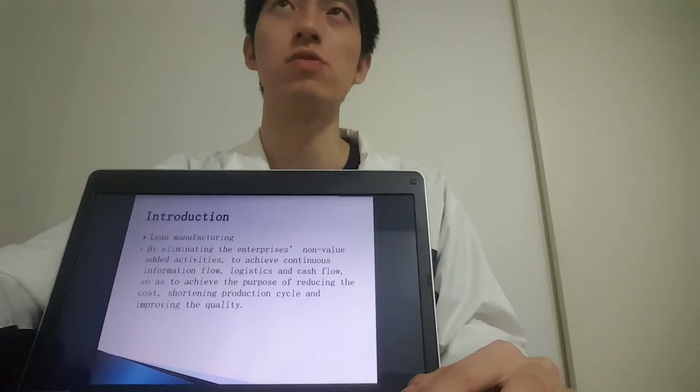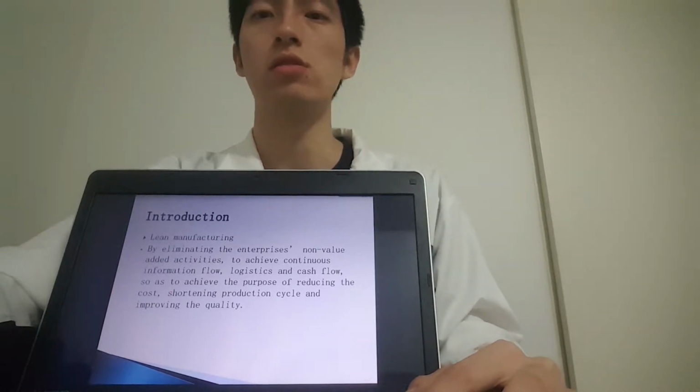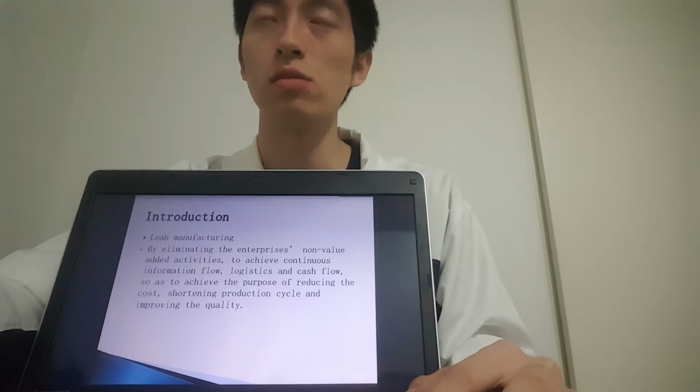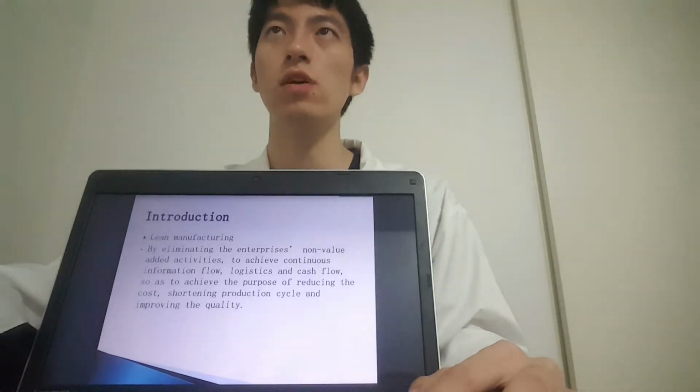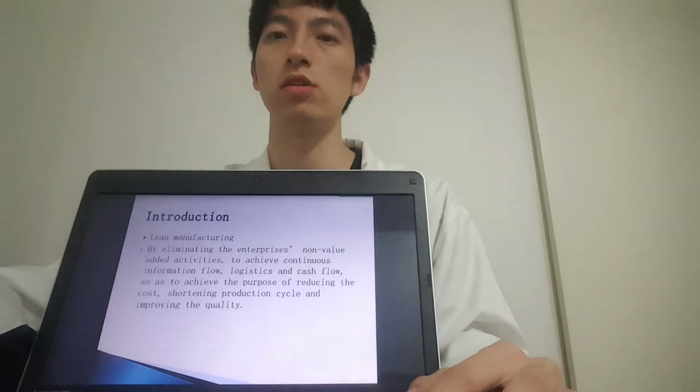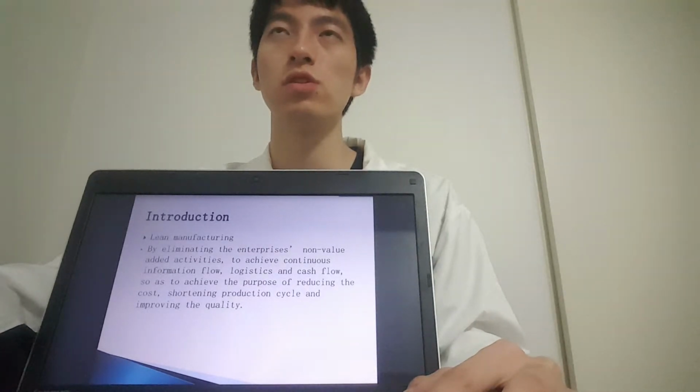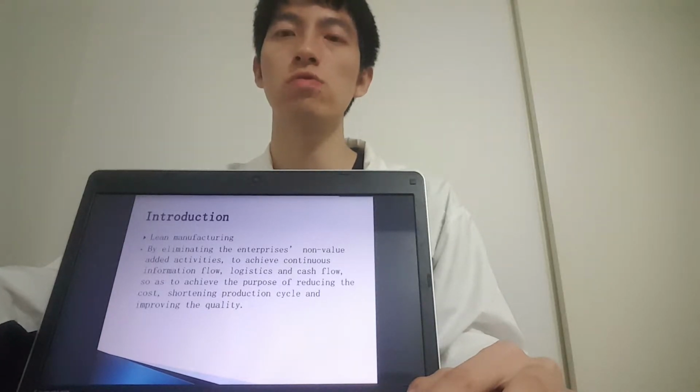What is lean manufacturing? It is eliminating the appearance of non-value-added activities to achieve continuous information flow, logistics and cash flow, so as to achieve the purpose of reducing the cost, shortening production cycle, and improving the quality.